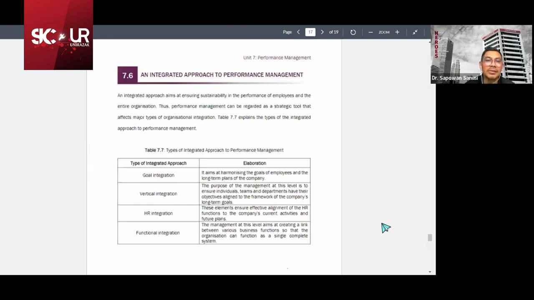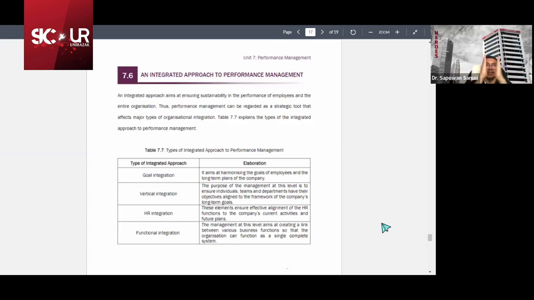Our approach, the first is goal integration. Like Madani, the government integrates its goals. There are 6 or 7. It wants a Madani economy, a sustainable economy, harmony; those are the 6 pillars of Madani. That means goal integration. And then vertical integration. The purpose of management on this level is to ensure individuals, teams and departments have objectives aligned to the framework of the company. Okay. Where does vertical go? Where is vertical? Here, right?